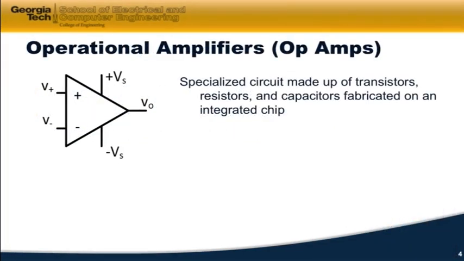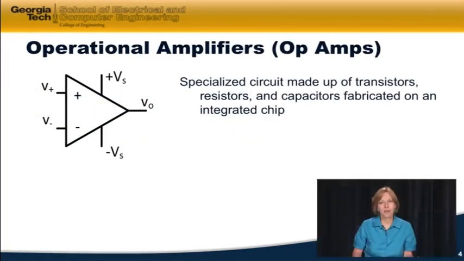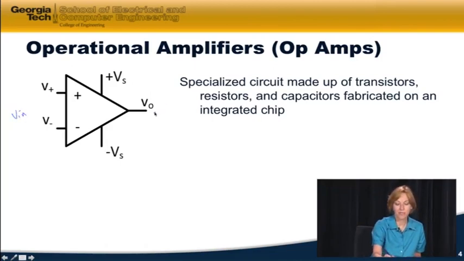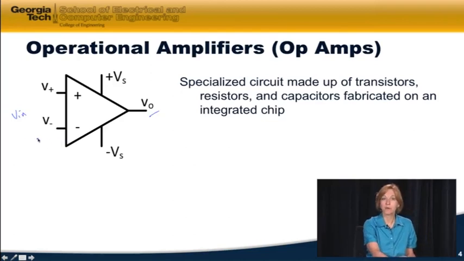So operational amplifiers, or what we call op-amps, are specialized circuits made up of transistors, resistors, capacitors, and they're fabricated on an integrated chip. They're actually fairly complicated internally, but the nice thing about op-amps is that they've got a fairly easy input to output sort of behavior. So if I look at this as being my input to my circuit, V sub in, and then this being the output, V out, I can come up with a fairly simple expression, relationship for the input to output behavior.